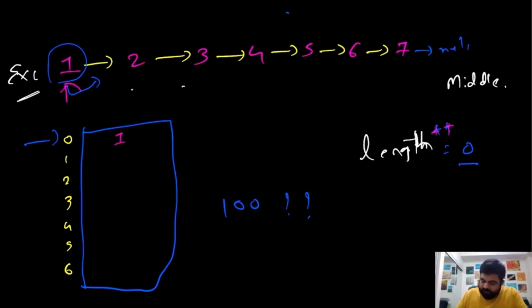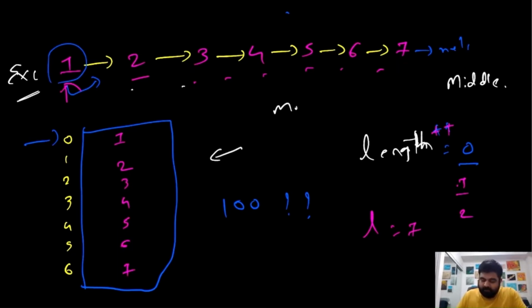then we will do a length plus plus, so this becomes 1. So then we will add value number 2, and this would also become 2, and eventually we would have added all the values, so our length would become 7, and over here we would have added all the values. Now we have added all the values, we need to return the middle value. So middle value is actually quite simple to get.